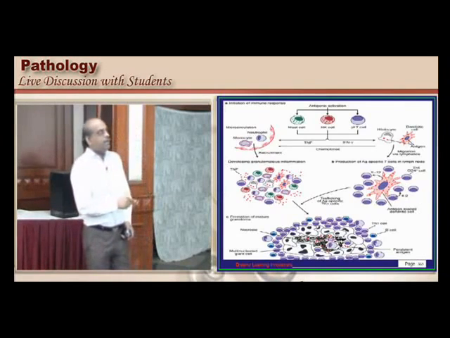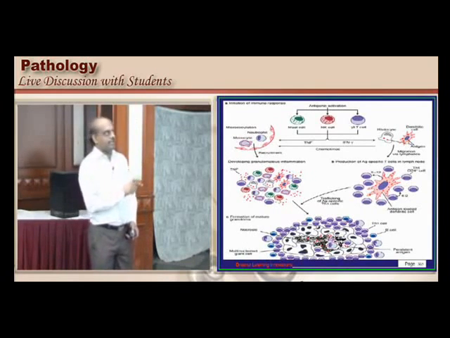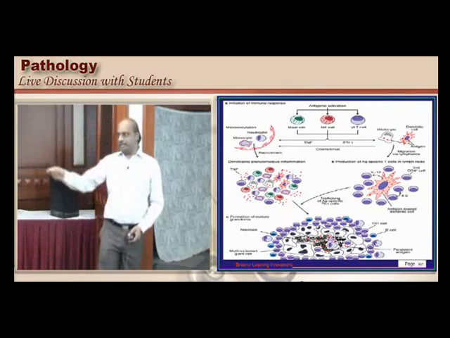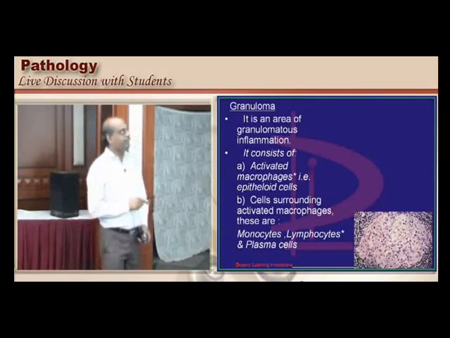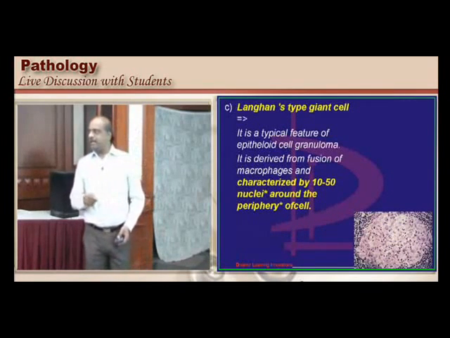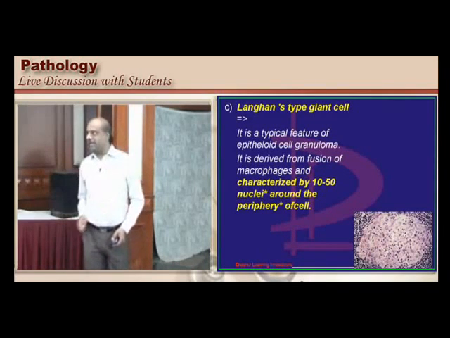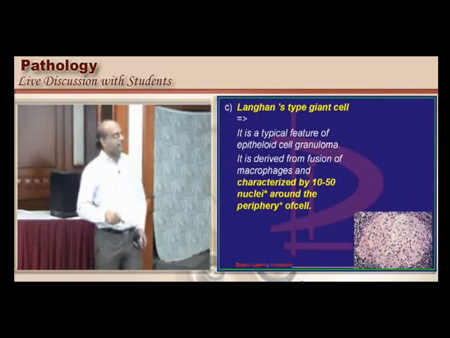So this shows basically the various contributors for the final granuloma formation, the pathophysiology. The pictorial, you have to quickly review. Now there are Langerhans type of giant cells, and how to recognize that? It has got 10 to 15 nuclei in the periphery of the cell, which characterize the Langerhans cell.